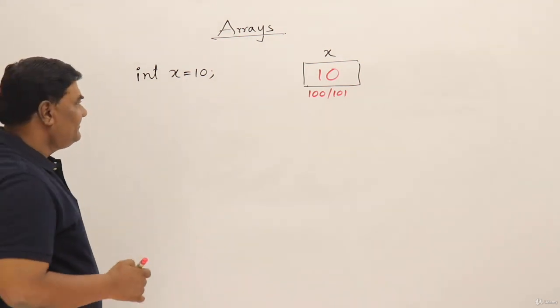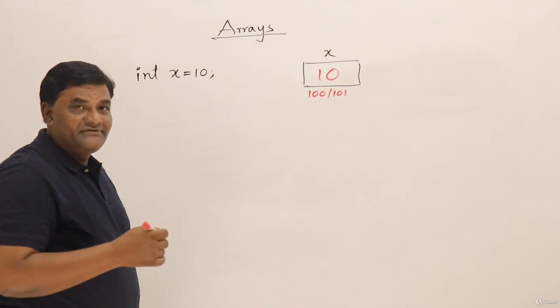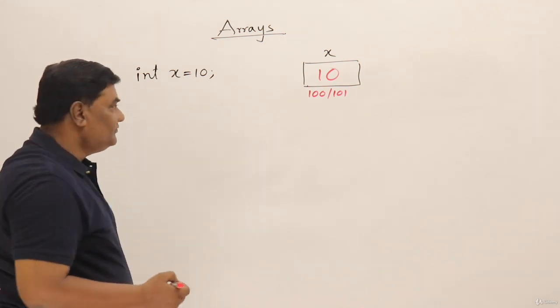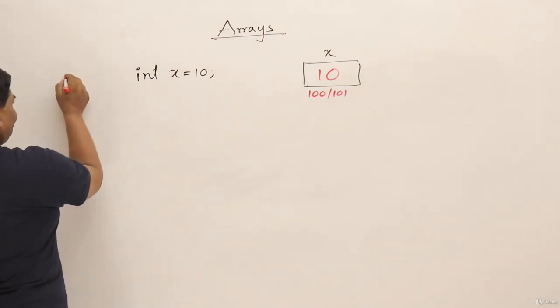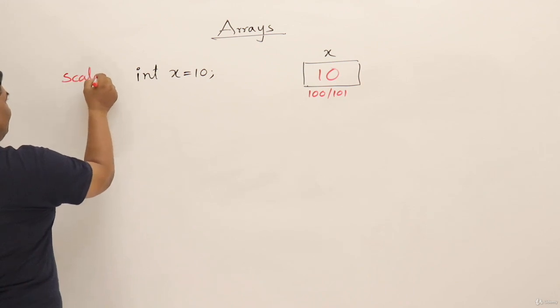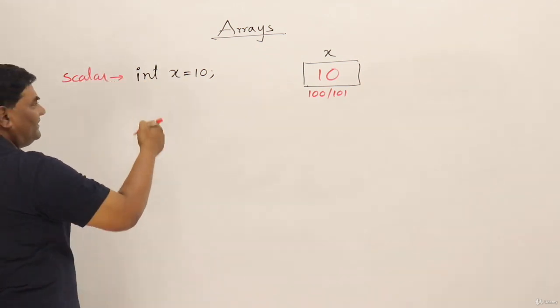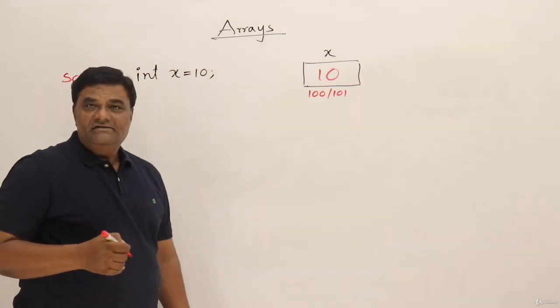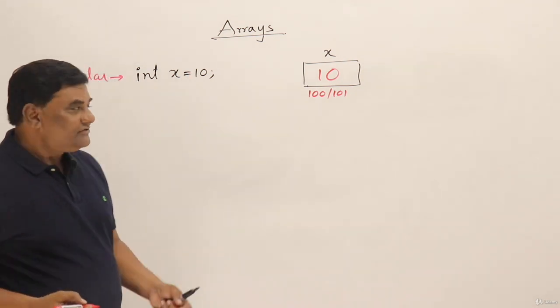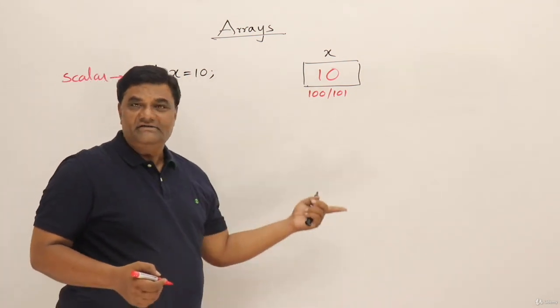So this type of variable is a single valued variable which can store just one single value, and this single valued variable we can also call a scalar variable. Scalar means having just magnitude. So this is magnitude, the value is 10. That's all.